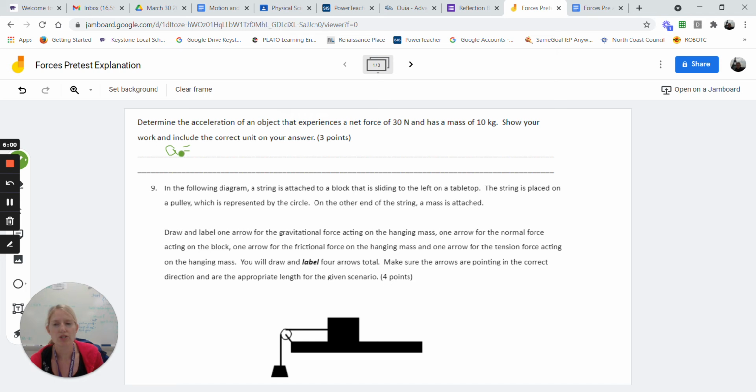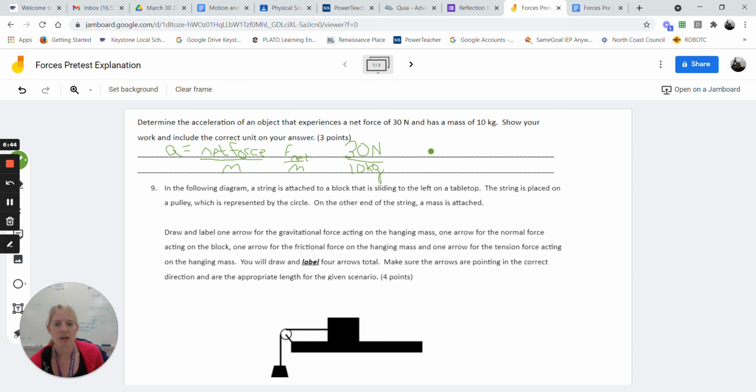So in order to determine acceleration, we are going to take the net force, which we could sometimes abbreviate as a capital F with a subscript N for net, or you can even write the word net all in subscripts. And you're going to divide the net force by the mass of the object, and we'll represent mass with an M. So my equation is done. That's the first step of my work. Now I'm going to plug in my net force on the top, 30 newtons, divided by the mass, which is 10 kilograms.